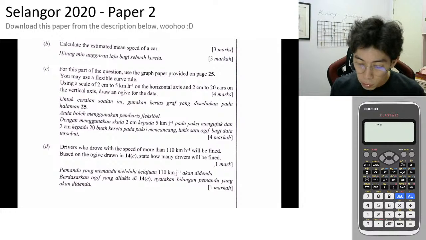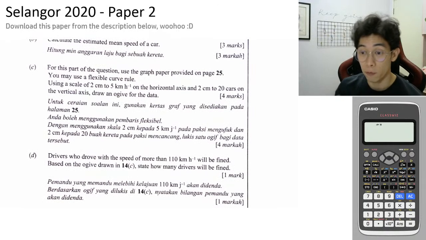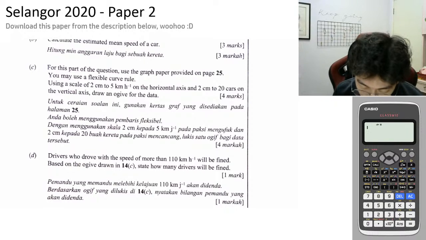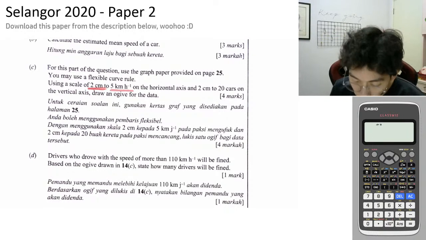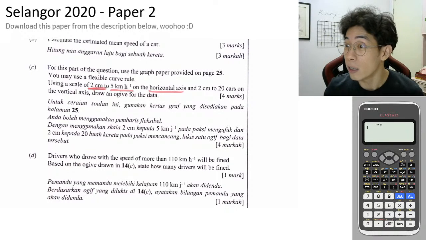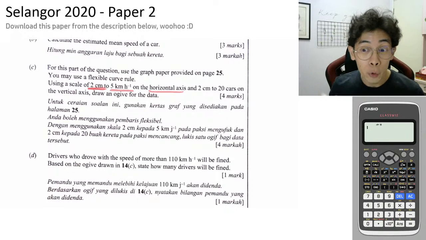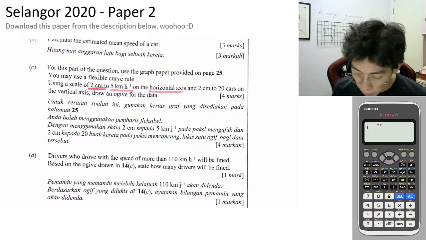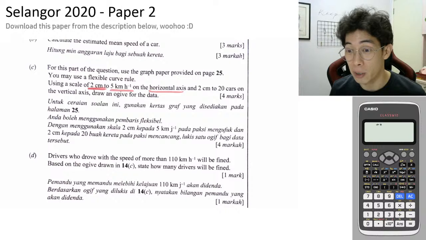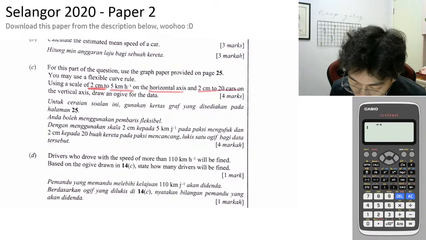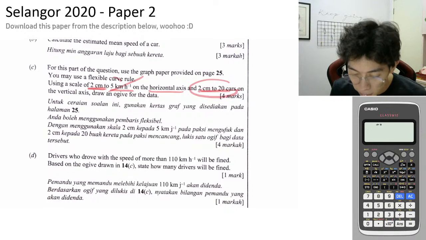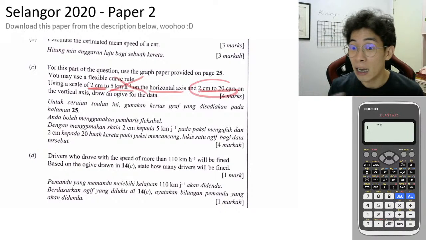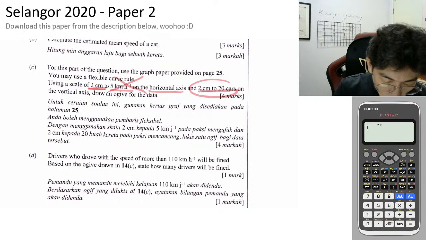For this part of the question, use the graph paper provided on page 25, where I provide the pre-drawn graph. By using a scale of 2 cm to 5 km per hour for the horizontal axis, where you don't need it, because suppose Ogive, what you do? Upper boundary. Why do I know it's Ogive? Because they mentioned cumulative frequency, right? Then 2 cm to 20 cars. So that will be the important one. And horizontal, ignore. You don't need this.